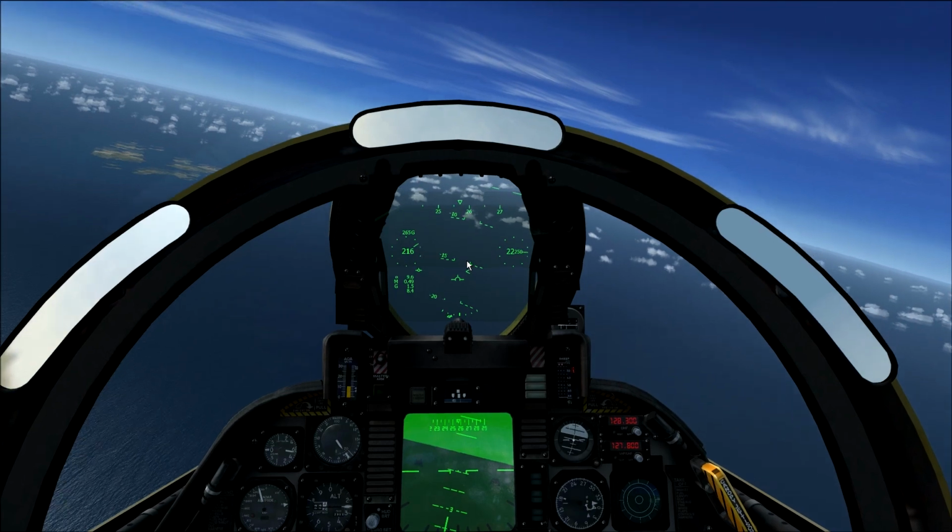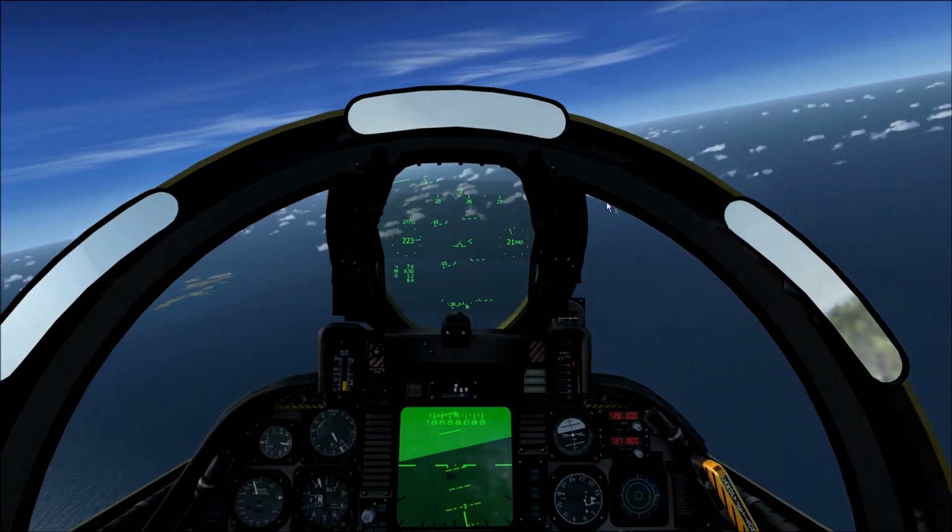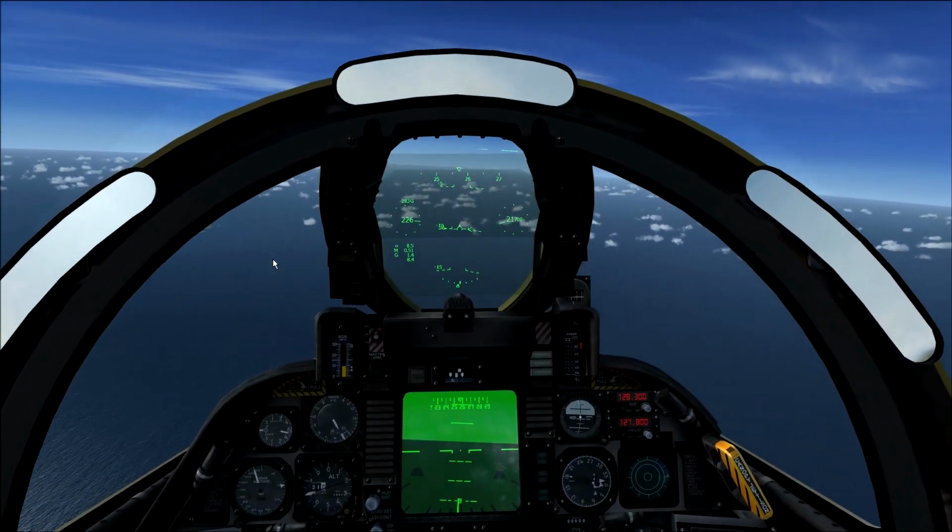So let's slow ourselves down. There's the Scilly Isles over there, by the way. Very beautiful part of the world.